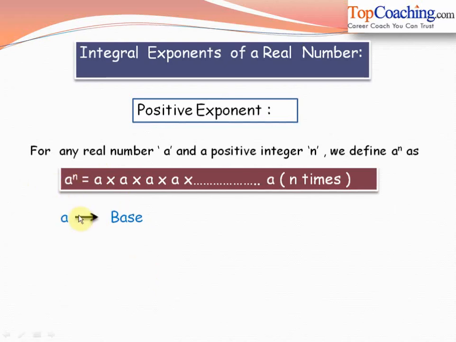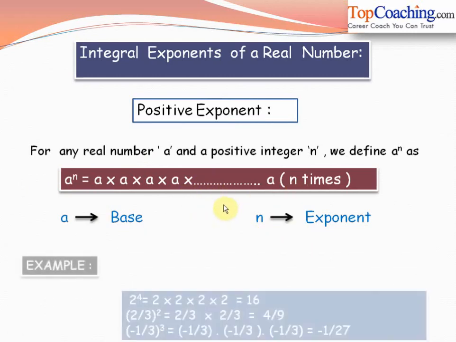So this number a is known as the base and n is known as the exponent. So for any real number a and a positive integer n, we define a to the power of n as equal to a into a into a and so on up to n times. Here a is called the base and n is called the exponent. So let's understand this through examples.